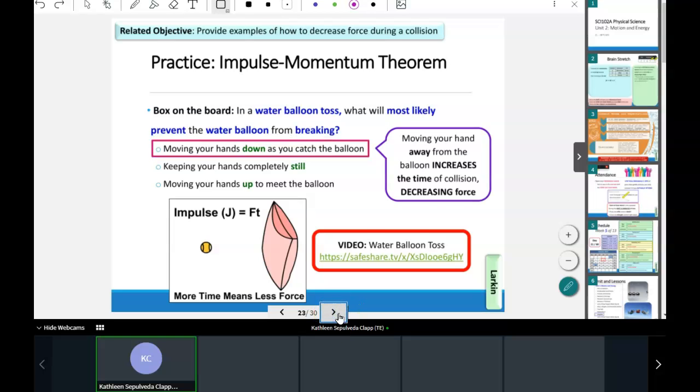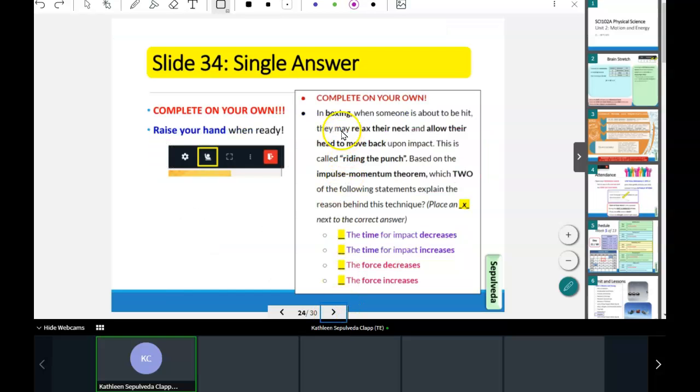All right, with that being said, we're going to go ahead and take a look at complete on your own. In a boxing match, when someone is about to be hit, and this is going to be the right side of your screen, and I'm going to have you do this on your own, but I'll walk you through this. When someone is about to be hit, they may relax their neck and allow their head to move back upon impact. This is called riding the punch. Based on the impulse momentum theorem, which two of the following statements explains the reason behind this technique?